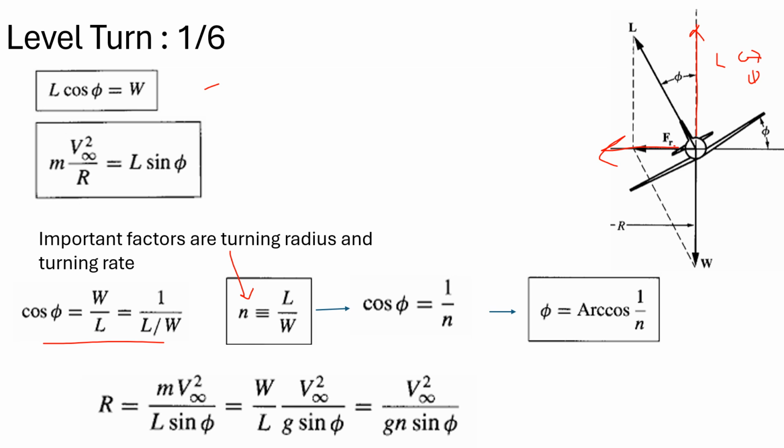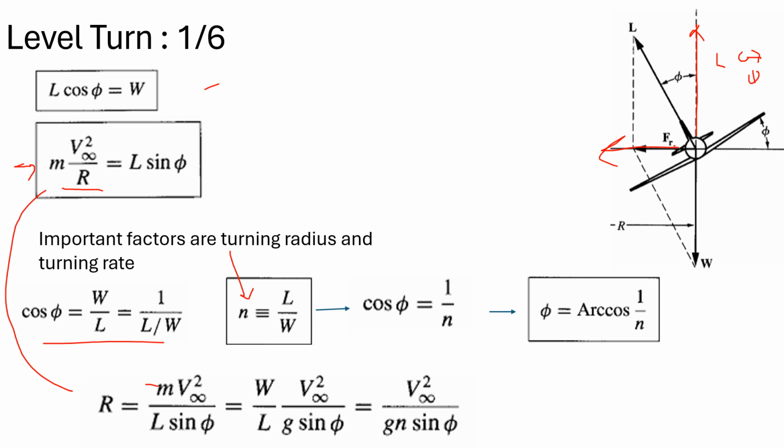On the other side, we have the centrifugal force, m v theta square over r, which is equal to L sine phi. As we take a look at it, we isolate radius from it, and we get r is equal to m v square over L sine phi is equal to weight over lift into v square over g sine phi, as m is equal to weight divided by gravity. M is equal to w over g. So the radius equation comes out to be v square over g n sine phi.